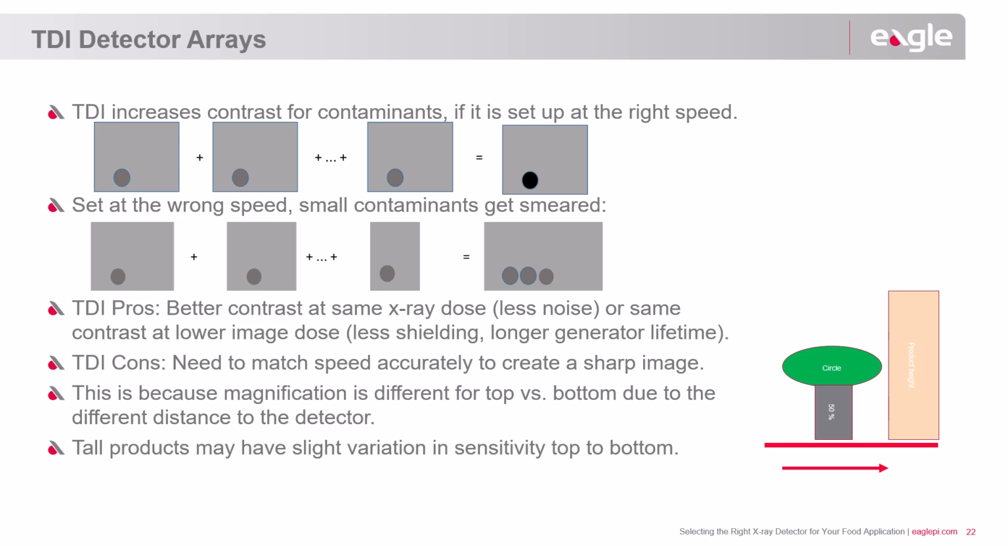By calibrating to the center, any discrepancies in motion are minimized, ensuring that the image is accurately constructed and that features such as contaminants are clearly defined. While TDI detectors provide superior imaging performance with higher resolution and lower dose requirements, they demand precise calibration, particularly in terms of synchronization with the product's motion and height, to avoid misalignment and ensure image quality.